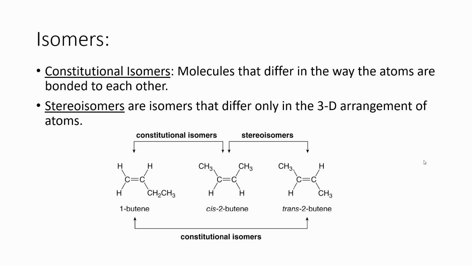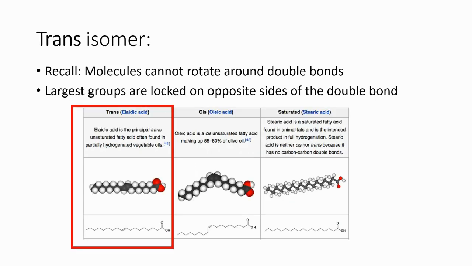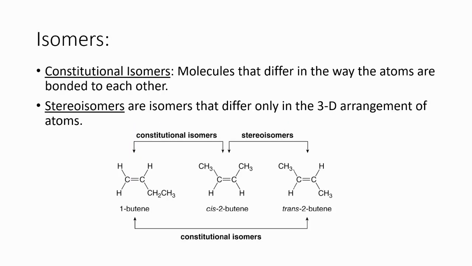Today we're also going to talk about a different type of isomer called a stereoisomer. They only differ in the 3D arrangement of the atoms. They have the same formulas. They have the same connectivity. If we are looking at these two stereoisomers, we have a carbon connected to a carbon, connected to a carbon, connected to a carbon, and the double bond is in the middle.